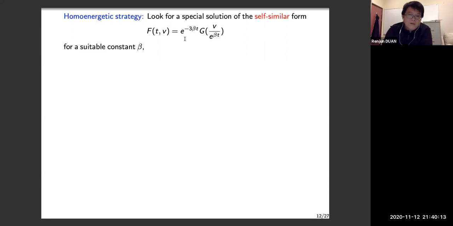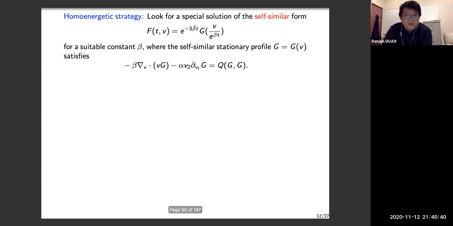This kind of exponential growth phenomenon for temperature has already been observed physically. So that's the reason why we try to look for this kind of self-similar solution. Now you see that this beta is still an unknown constant that will be determined by the solution itself. Later on, we'll see how to do that.